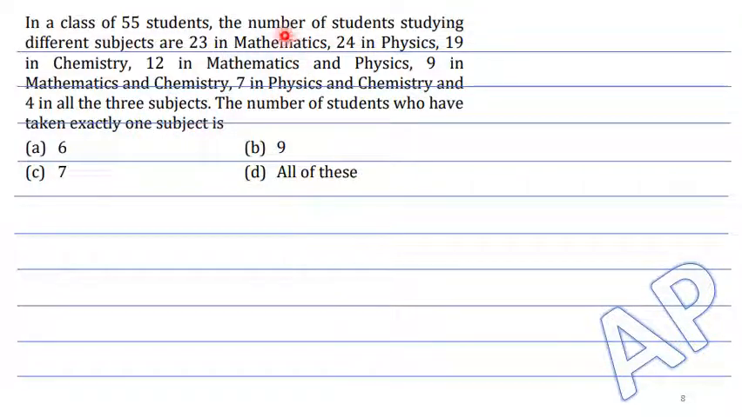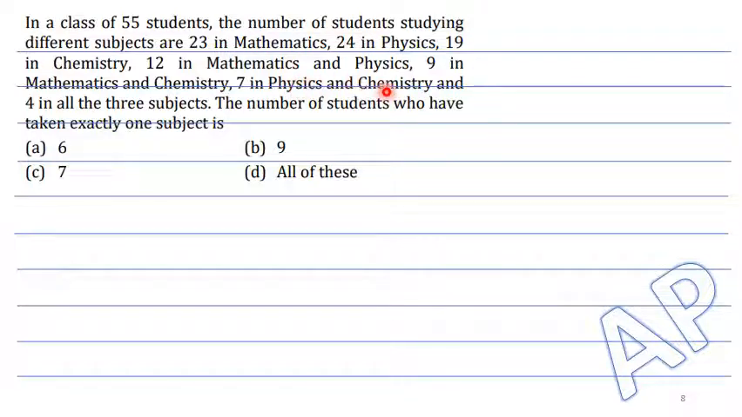First to ಇಲ್ಲಿ ಏನು ಡೇಟಾ ಕೊಟ್ಟಿದ್ದಾರೆ ಅದನ್ನ let us note. That is in a class of 55 students. There are totally 55 students. The number of students studying different subjects are 23 mathematics, 24 physics, 19 chemistry. Maths and physics, that is M intersection P andre 12 barutte. 9 in maths and chemistry ide. Maths and chemistry is 9. 7 in physics and chemistry.